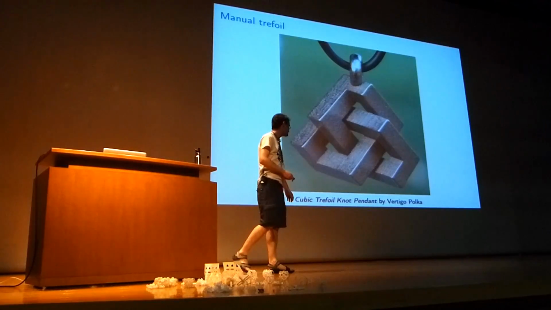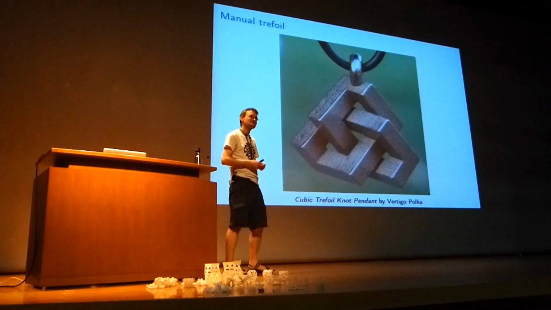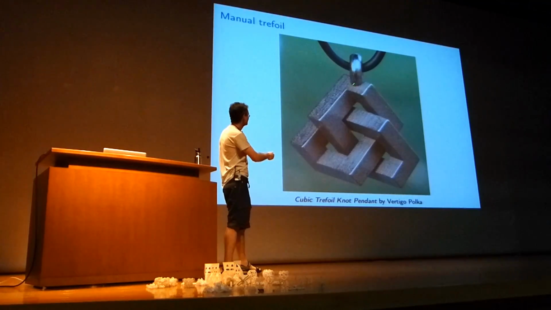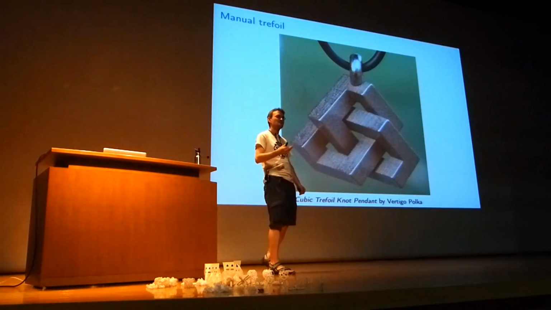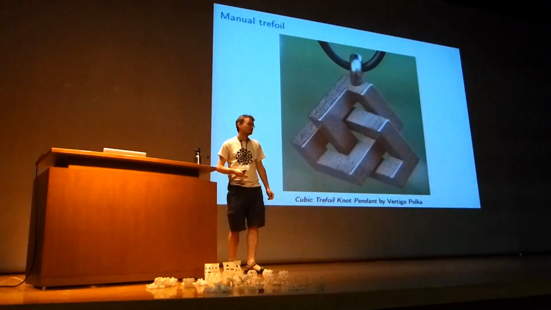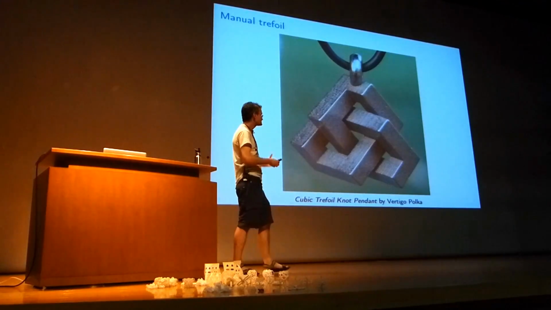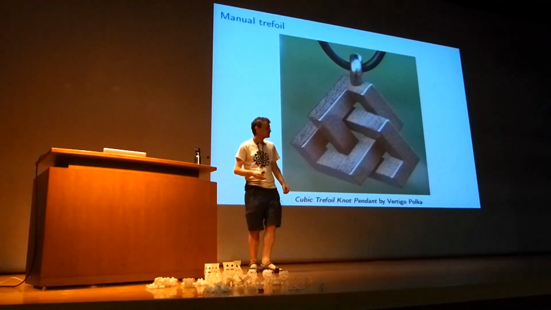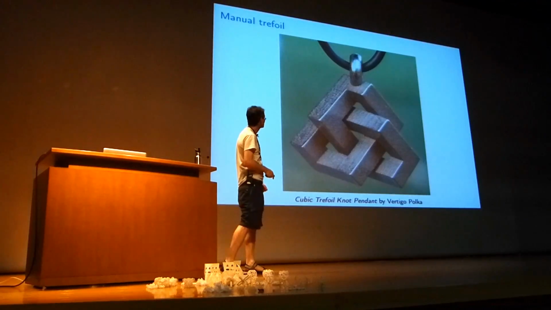So this is a cubic trefoil knot pendant by somebody called Vertigo Polka. I've put this in the manual class. This is a little bit of a cheat, because what has he done here? He's drawn this on a cubic lattice, and I believe this may be the minimal cubic lattice version of a trefoil knot, and then he's thickening these up. So in a way, this falls into the optimization class as well, but you had to choose things like the thicknesses of these pieces and so on.